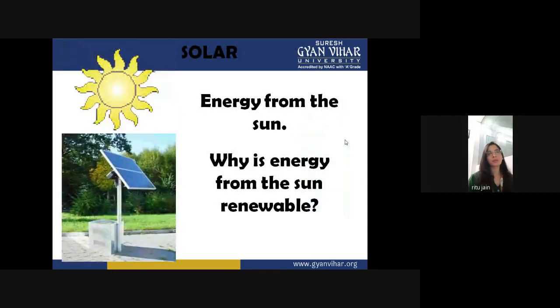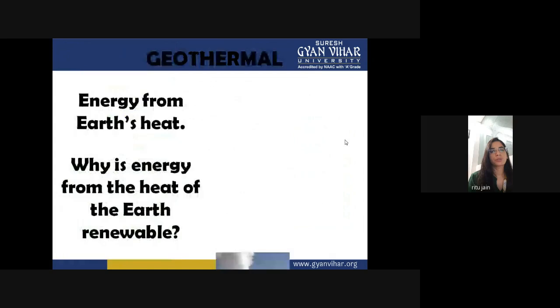Now, first we will discuss solar energy. So, energy from the sun, the energy which you are getting from the sun, is called your solar energy. Now, why is energy from the sun renewable? Renew plus able, new plus able. It means it has the capability to regenerate itself day by day. So this is called your renewable energy source.